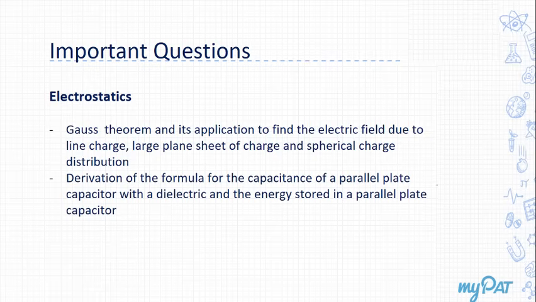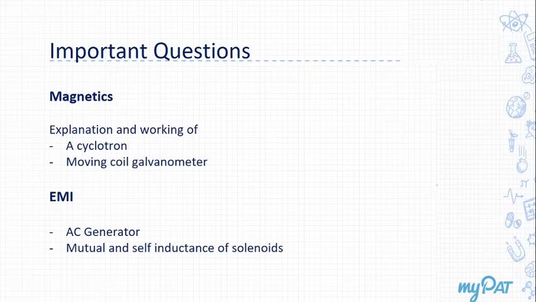Similarly, in the next chapter, in current electricity, Wheatstone bridge you can just go through. Sometimes it is asked. If you have paucity of time, then you can ignore that from current electricity. In magnetics, explanation and working of a cyclotron and moving coil galvanometer.